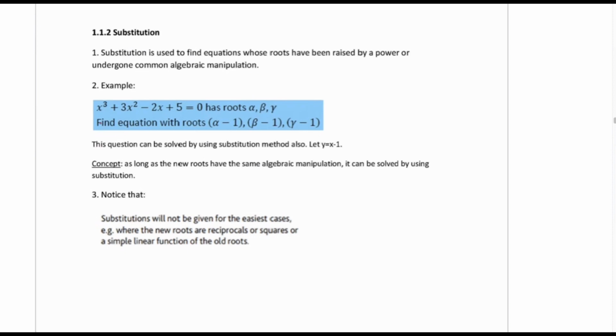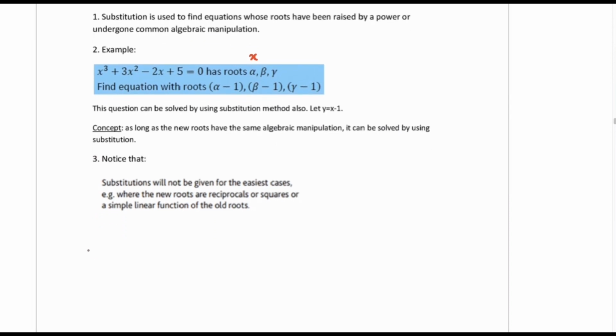So you can see here, the same question again. And this question can be solved by using the substitution method also, which means if you see all of them minus 1, you need to know that alpha, beta, gamma, they are actually x. X is the root. So you can change it to x minus 1. That's why the substitution is let y equal to x minus 1. Okay, so let's see how we do x minus 1.